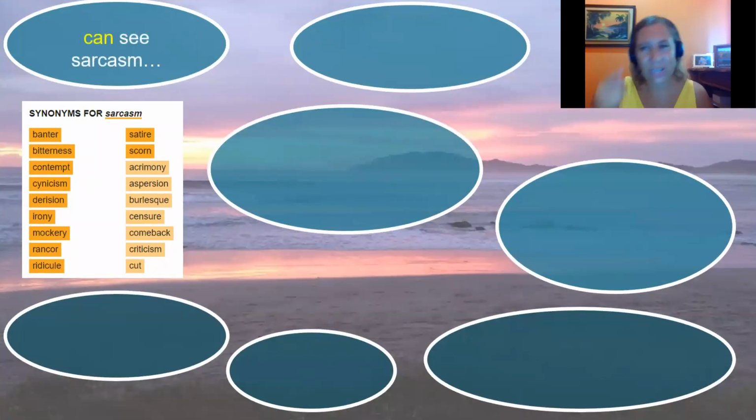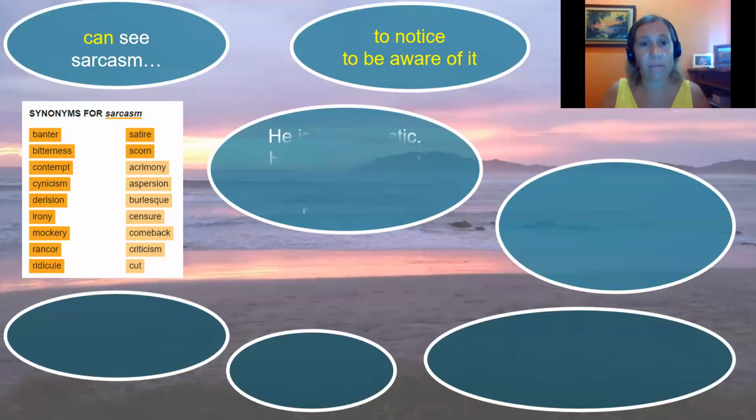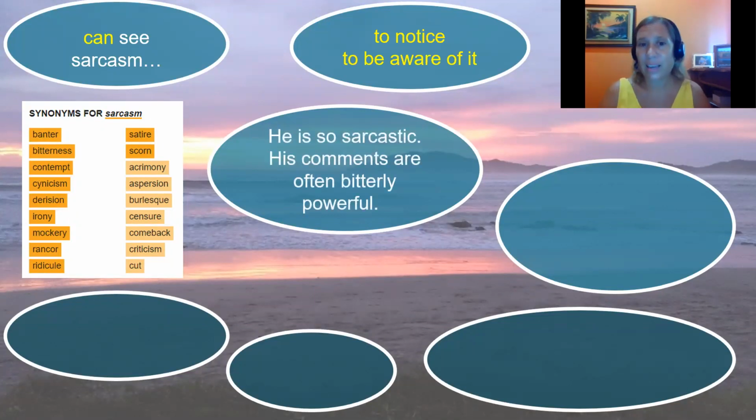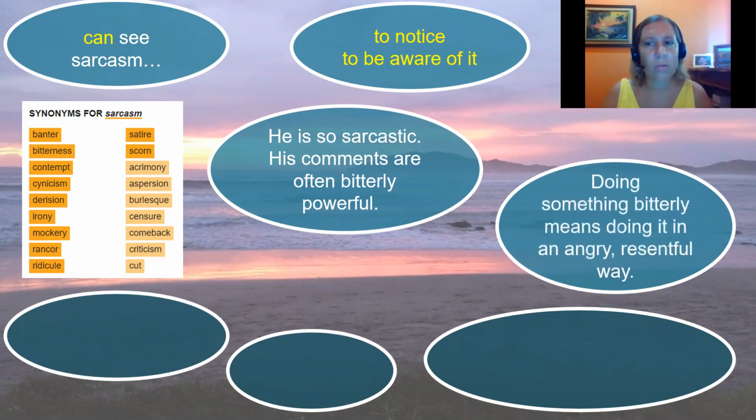Okay, so you can see sarcasm. Sarcasm is kind of like irony or ridicule, right? It's a kind of criticism. So when I can see it, it means I can notice it or be aware of it. I can say, he is so sarcastic. His comments are often bitterly powerful. Now, doing something bitterly means you're doing it angrily, right? It's kind of resentfully being done.